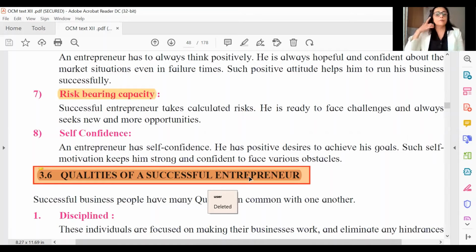Regarding the objectives from this year, we expect 1 mark objectives, which was not there in the old board papers, so the chapter is quite similar. So this time we need to prepare all the possible objectives on this chapter as well. Moving ahead, like I said, the qualities of a successful entrepreneur has been deleted.